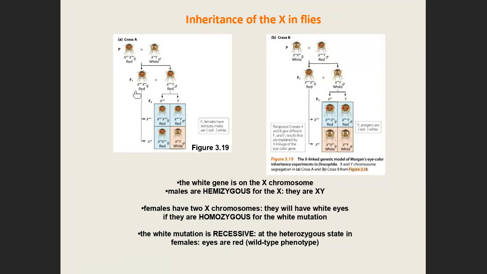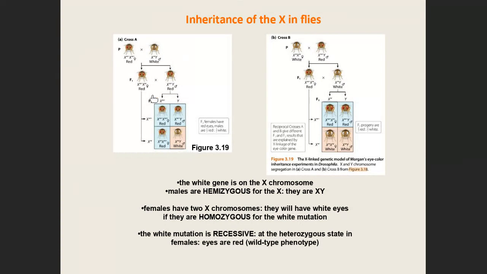And so this is the Punnett square that's produced. All the females have at least one wild type copy of the gene, so they all have red eyes, whereas the males have the Y, and 50% of the males will receive the mutant copy from the F1 female. So this Punnett square explains the result observed in cross A.